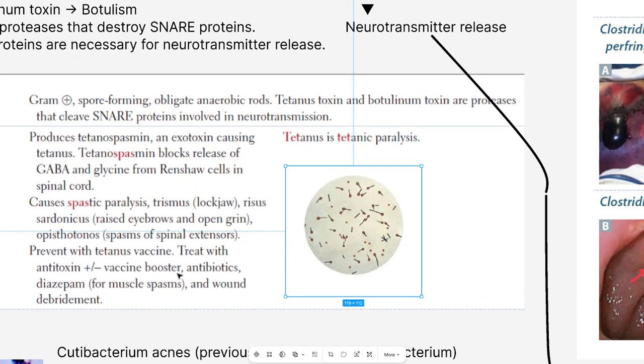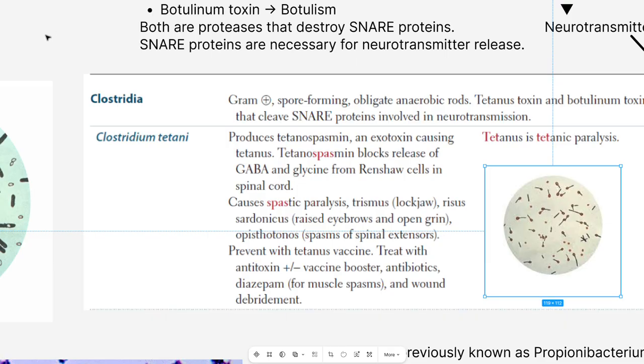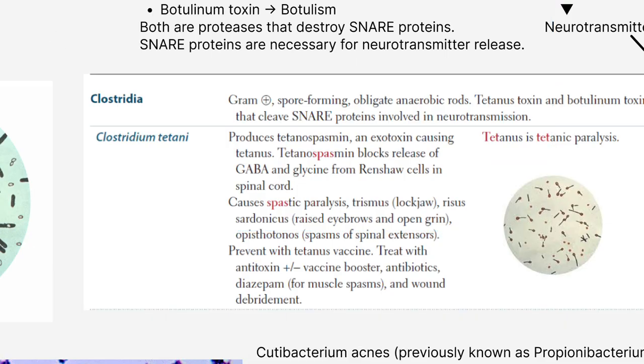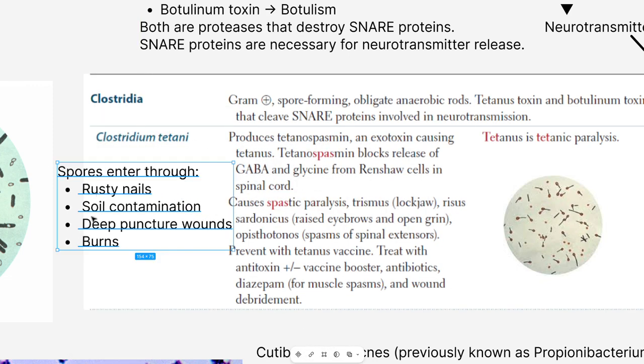Now, the spores of tetanus enter through rusty nails, soil contamination, deep puncture wounds, and burns. That's how the tetanus enters. That's why you always get a tetanus shot when you reach the hospital through a road traffic accident, because of soil contamination, burns, and rusty nails. That's how these spores enter your body, right? It's important to remember that the rust itself does not contain tetanus, but the problem is contamination with soil spores. So once the soil gets onto the rusty nails, it can cause contamination, right?